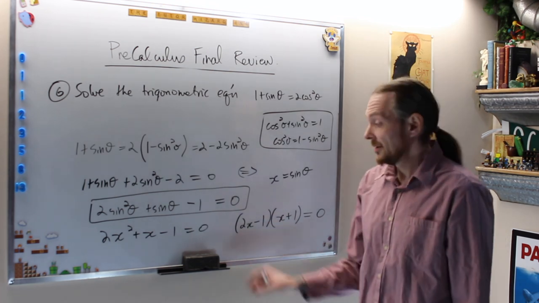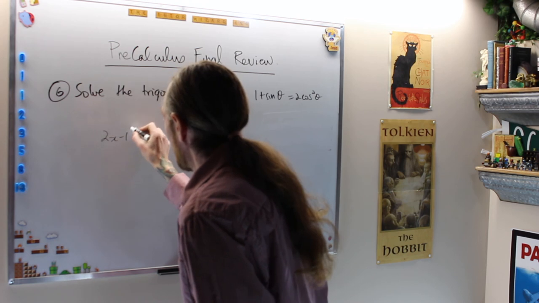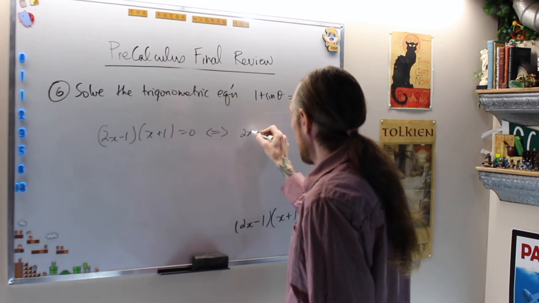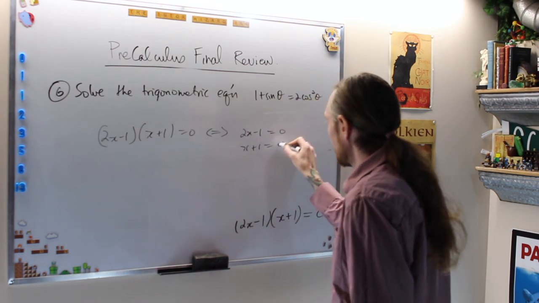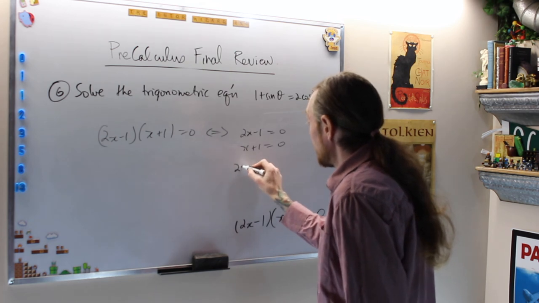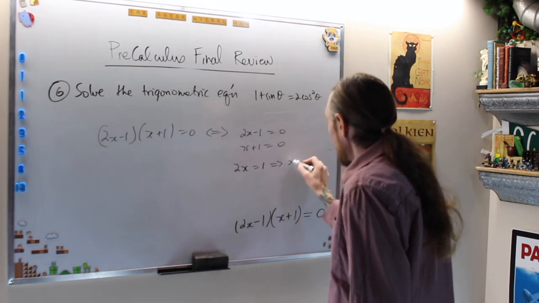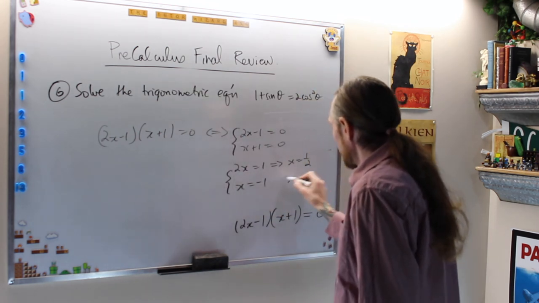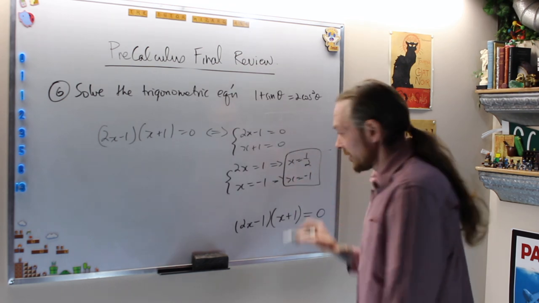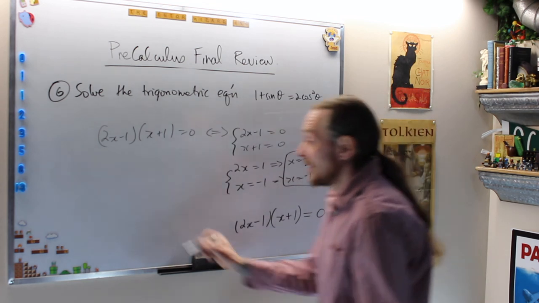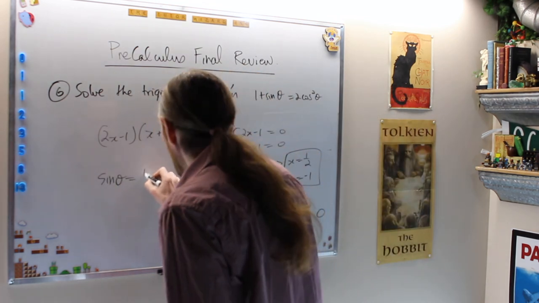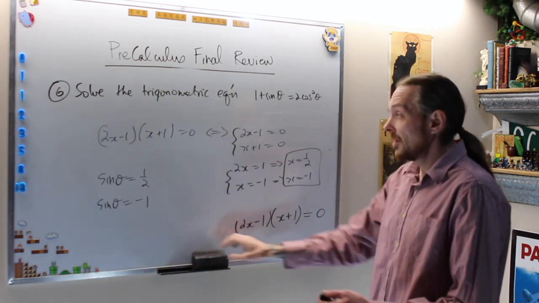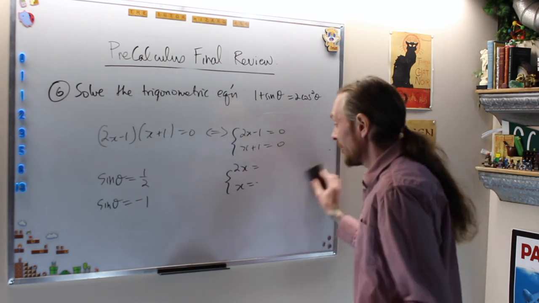What does that say for us? This says 2x minus 1 times x plus 1 equals 0 if and only if 2x minus 1 equals 0 or x plus 1 equals 0. This says that 2x equals 1, so x equals 1 half, or x equals negative 1. These are the two choices. Remember what x was? X was sine theta. So now what that says is sine theta equals 1 half or sine theta equals negative 1 are the two solutions to that. When does that happen?